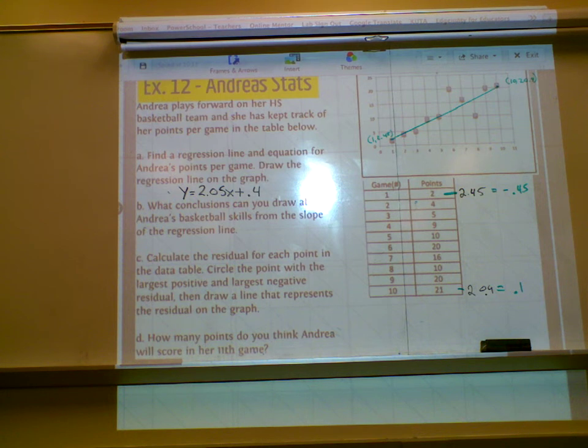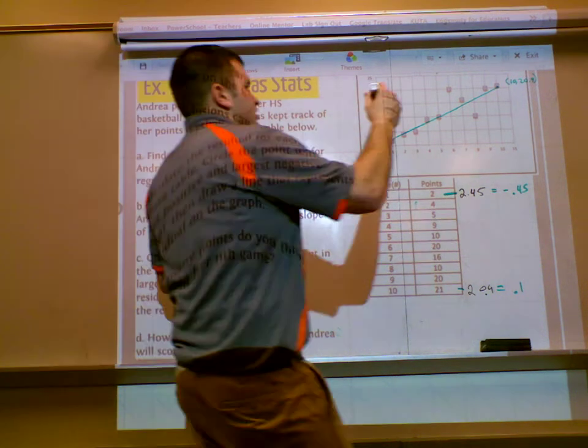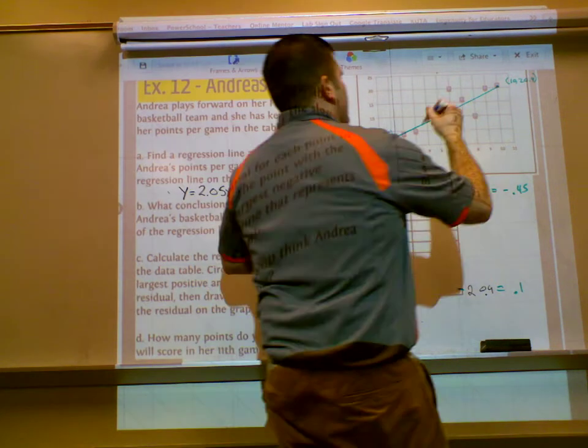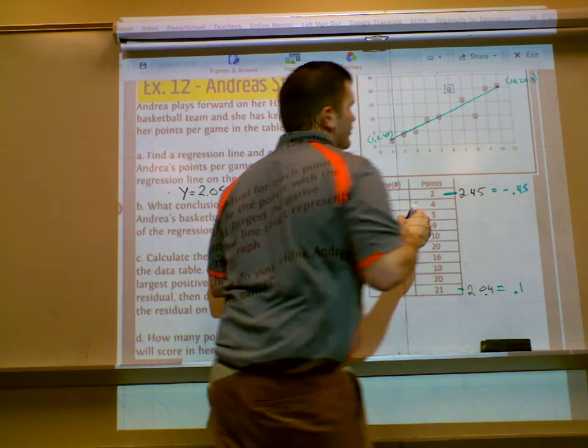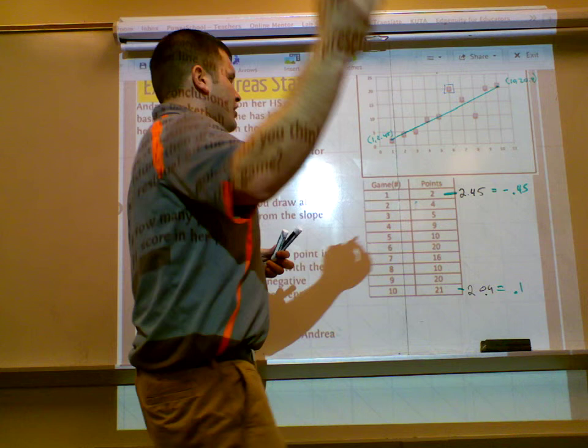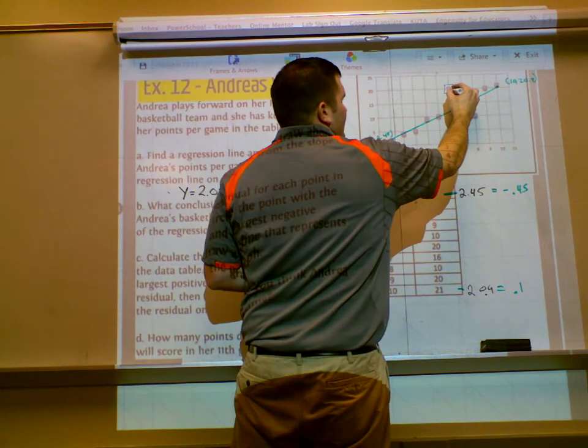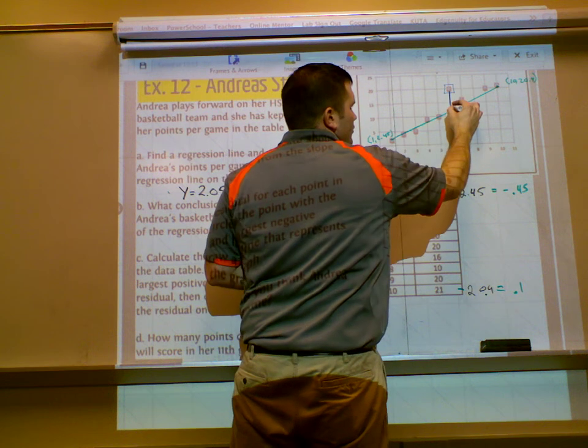Now, the rest of part C. Circle the point with the largest positive residual. What's the x value for the largest positive residual? Anybody know? What is it, Unique? 6. This one is the largest positive residual. Why? Because it's furthest away from the line. Good. And it's positive because it's above the line. And the line that represents the residual is that line.